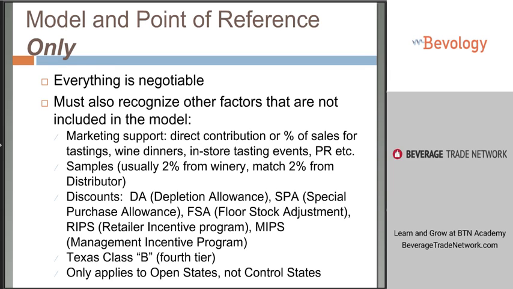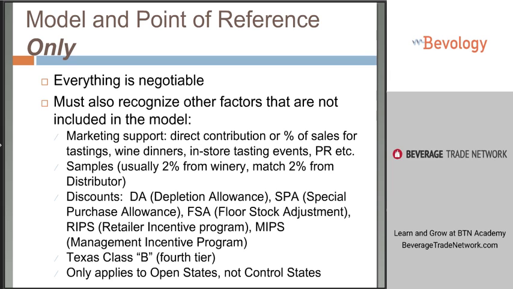Also not included are samples. We generally figure that you're going to be using 2% samples from the winery that's going to get matched from either the importer or distributor, that there will be discounts applied, and that's part of the negotiation process. And we'll give you some definitions of terms.